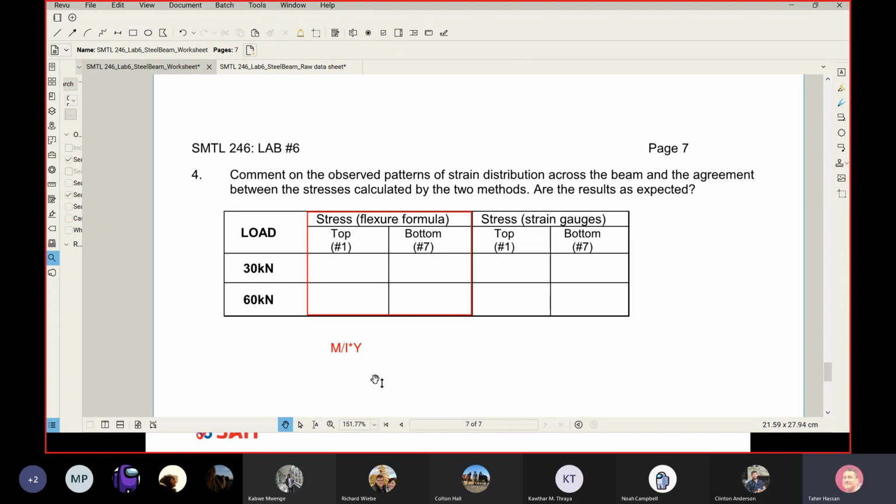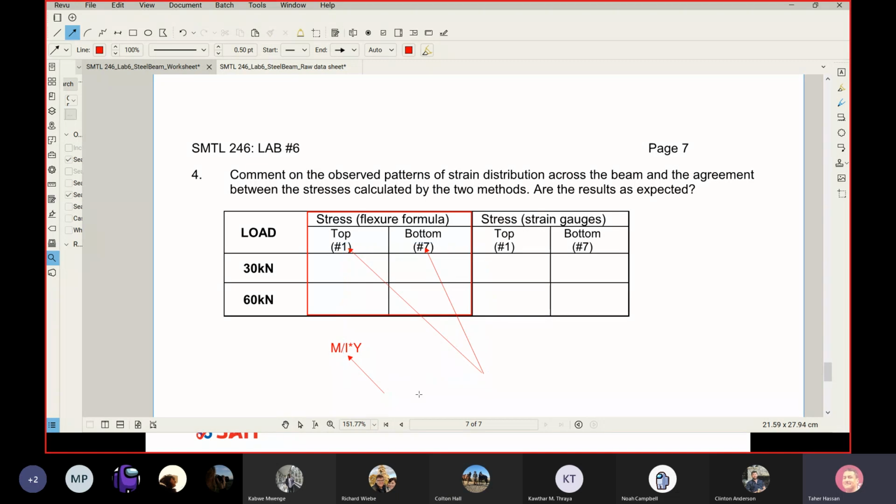I'll ask you one by one. Do we know the I of our beam? Yeah, we get it from the website or whatever, right? Thank you, sir. That's correct. Do we know the Y at top at gauge 7 and gauge number 1? Remember, 1 and 7 are extreme fibers. Do we know the Y at these points? Yeah, we do from the data, right? Yes, so that's D over 2. So from the table, you find your D divided by 2. This will give you the Y.